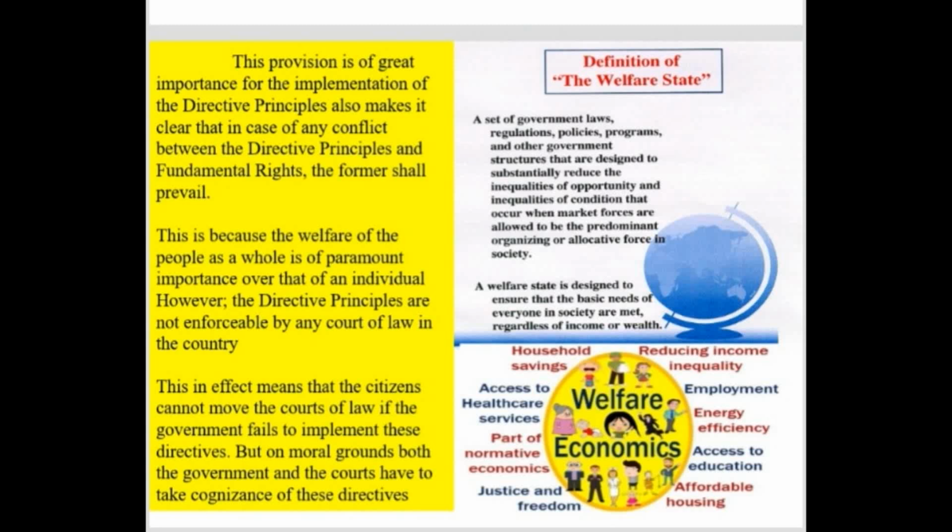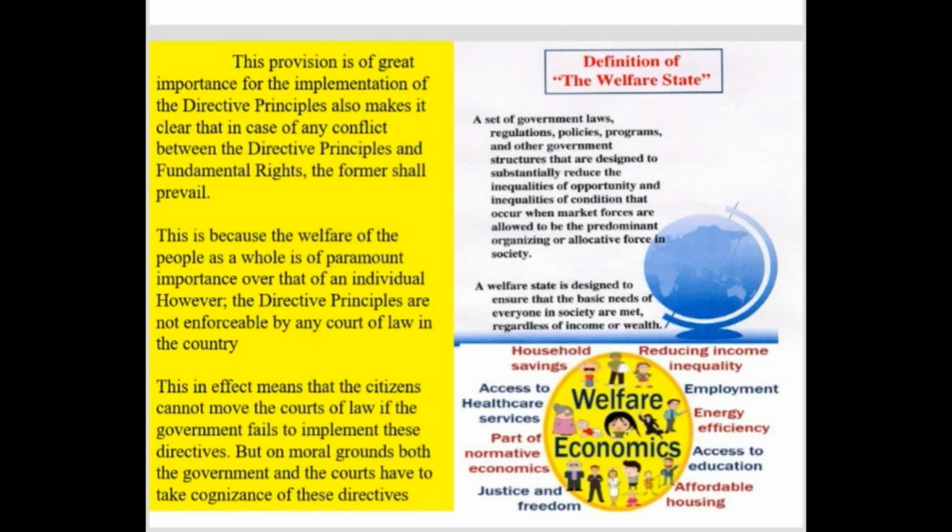Let us see why. Suppose there is any issue, and the directive principles are non-justiciable, nobody can go to court, but still fundamental rights are affected, so I can move to court. If such a dilemma or conflict arises, then everybody has to take the directive principles as the primary concern. So in case of conflict, directive principles will prevail over the individual rights called fundamental rights.